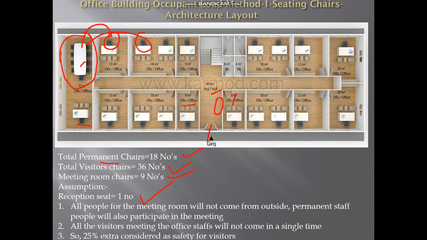The second thing is, all the visitors meeting the office staff will not come at a single time. That's an important thing. For example, here in room number 1 and room number 2, we cannot say that the 4 people will come on the same day for the meeting or for any office purpose. So here in total 36 number, there may be 10 who will come, sometimes 5 will come, sometimes 25 will come. So a different quantity will come to visit the office. So we cannot simply consider all the temporary and meeting room chairs for the water demand calculation.